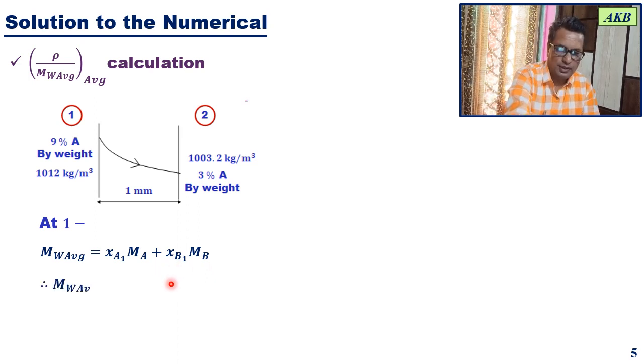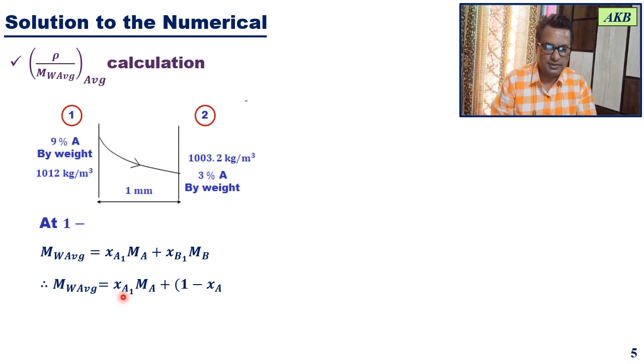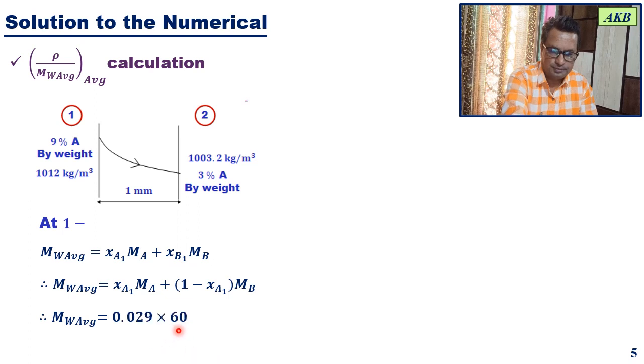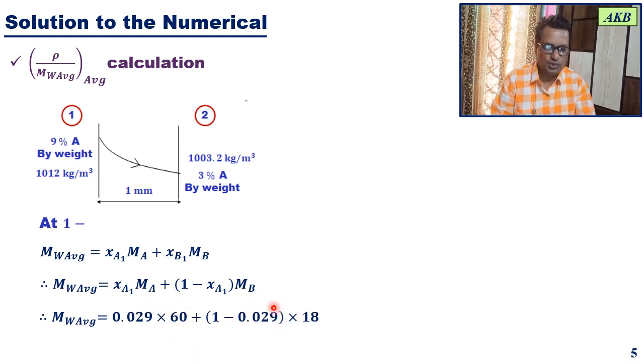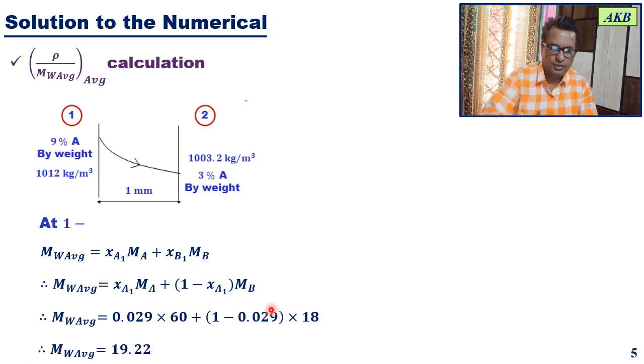Now in the next step, I have replaced XB1 with XA1. What is the reason for that? The reason is there are only two components involved. So at end 1, the sum of mole fractions will be 1. So XA1 plus XB1 is 1. That means XB1 is equal to 1 minus XA1. And if you put all the values that are known, you get the average molecular weight as 19.22.